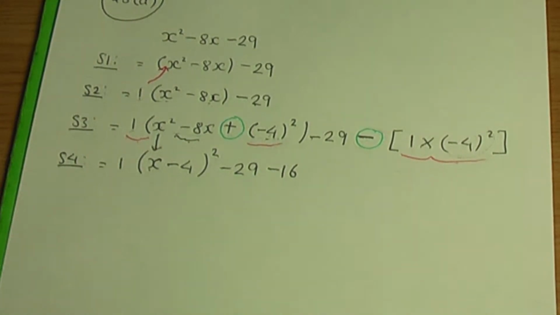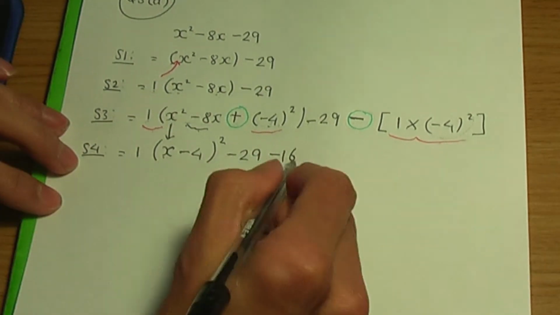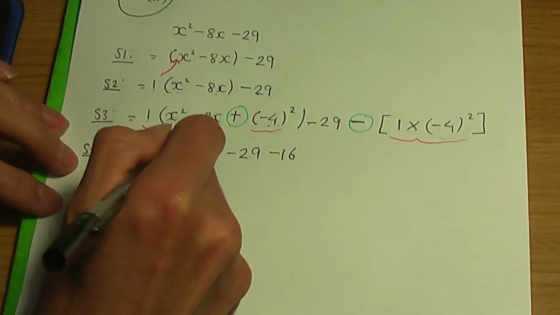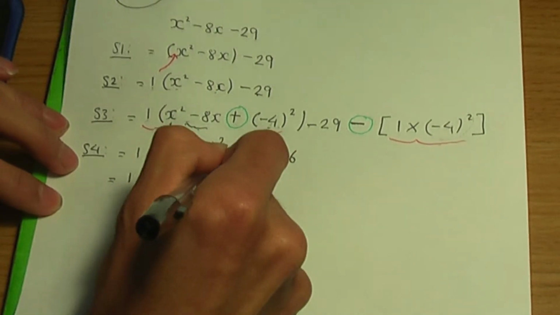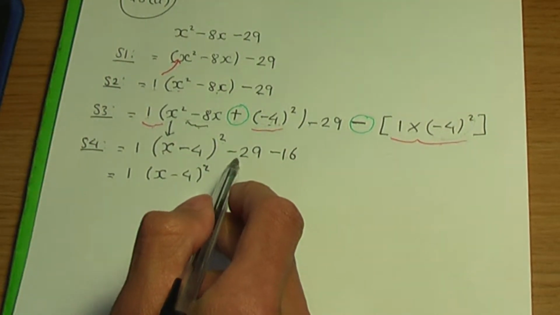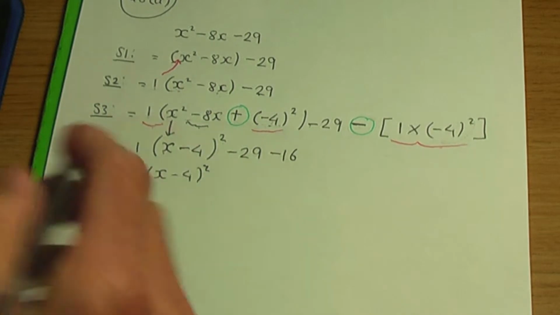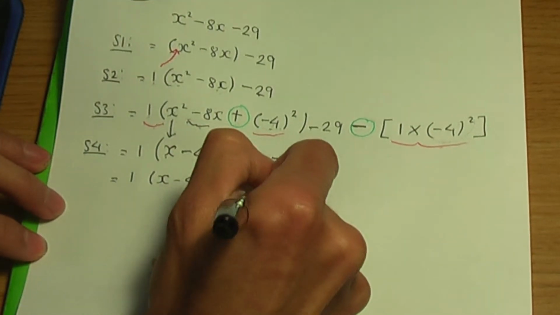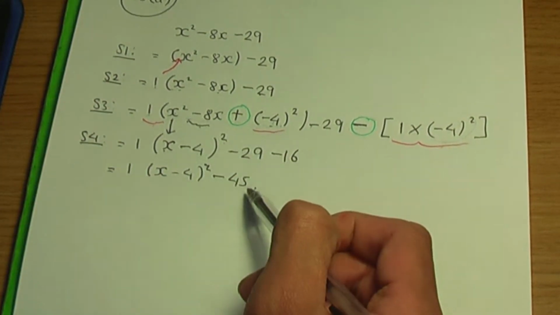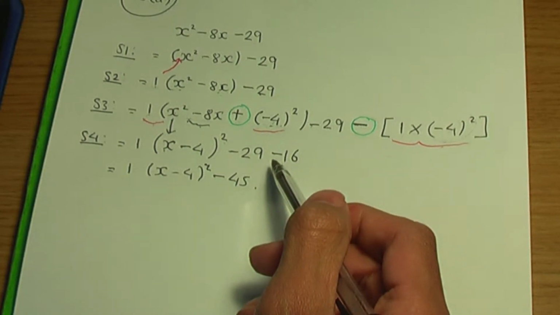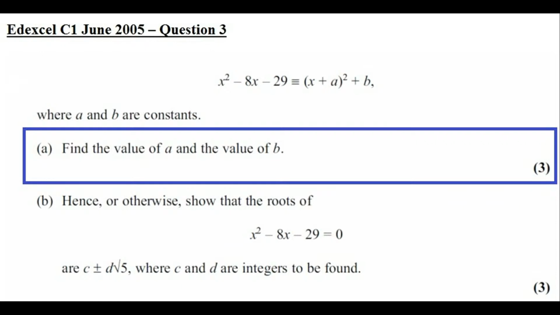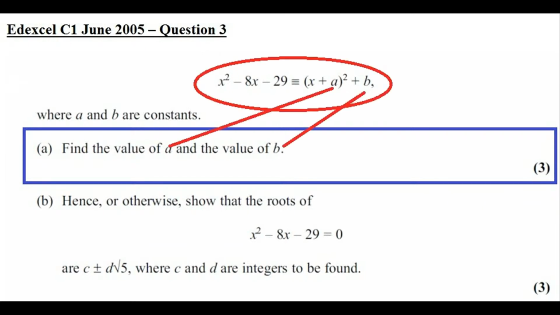And what we need to do next is we'll further simplify this outer term to give us 1. Let's copy down the (x - 4) squared, and -29 - 16 is -45. So that should be the solution to part A. So if you go back to the question, we need to write that quadratic in the form (x + a) squared + b, and we need to state the value of a and the value of b.